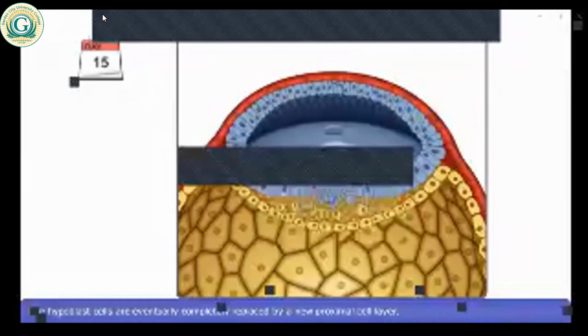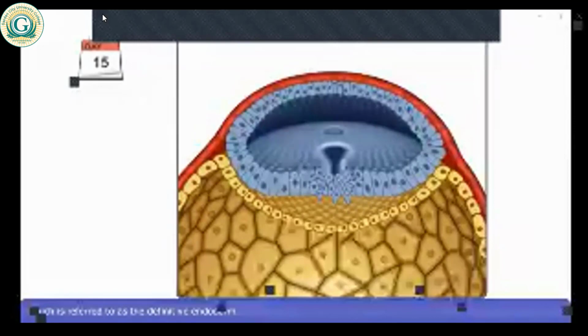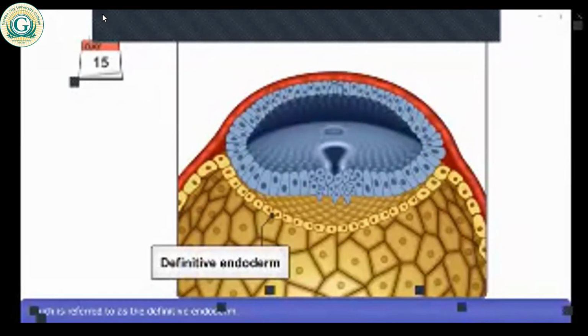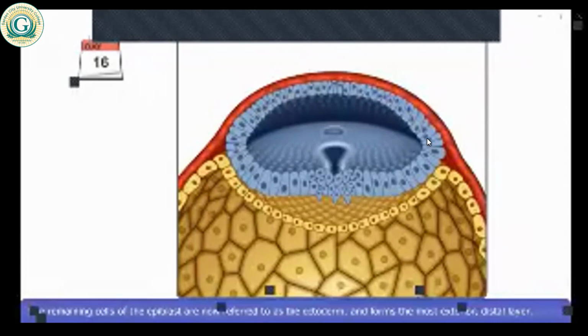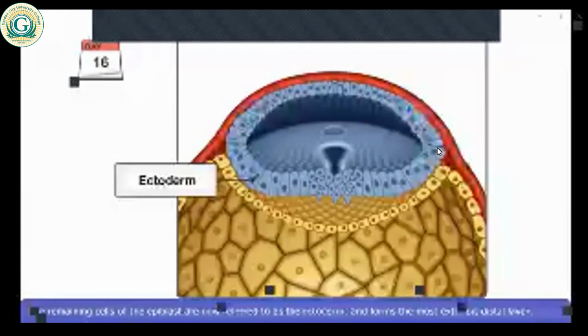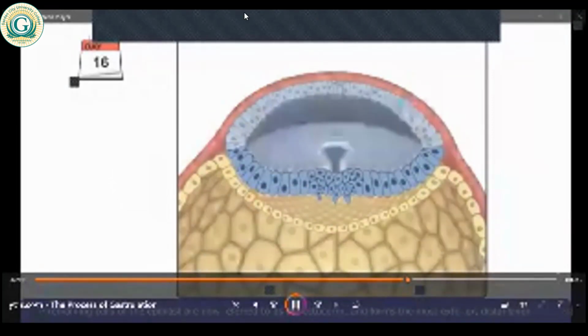The hypoblast cells are eventually completely replaced by a new proximal cell layer, which is referred to as the definitive endoderm. By day 16, the majority of the hypoblast has been replaced. The remaining cells of the epiblast are now referred to as the ectoderm and form the most exterior distal layer.